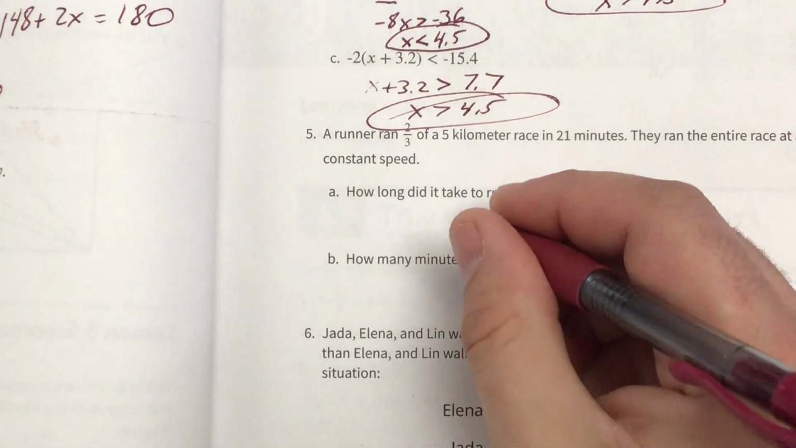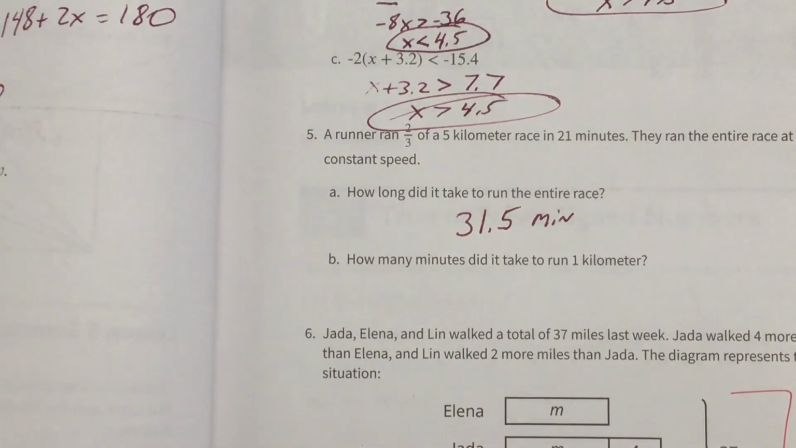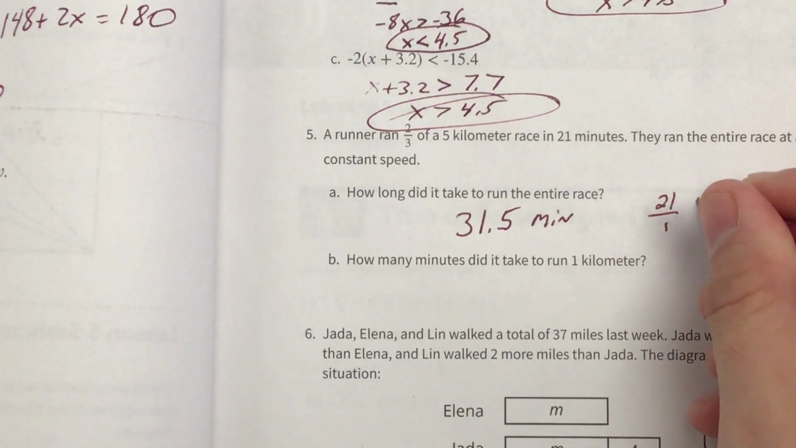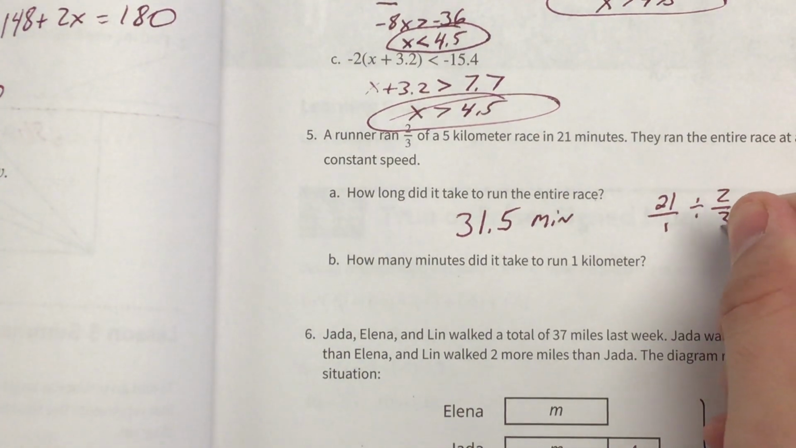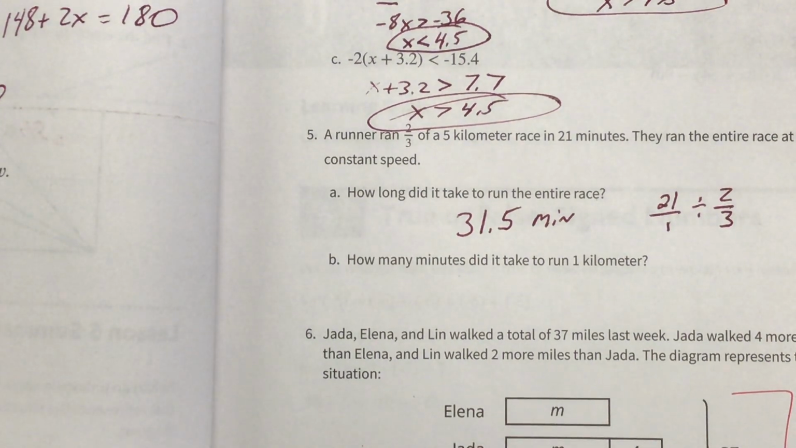Yeah, I think I took 63 for some reason. I think you did 21 over 1 times 3. Yeah, that's exactly what I did. Yeah, that's what I got too. There we go. All right, so it's 21 minutes. That's 2/3 of the race.